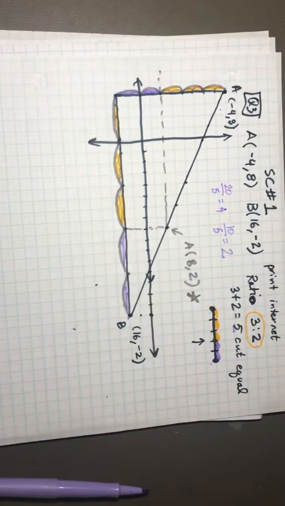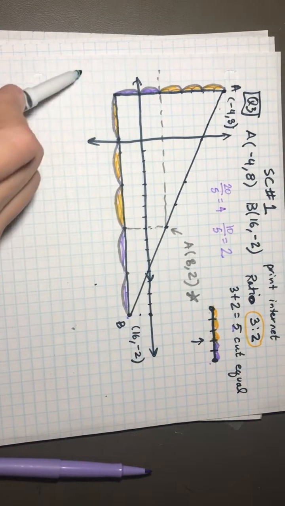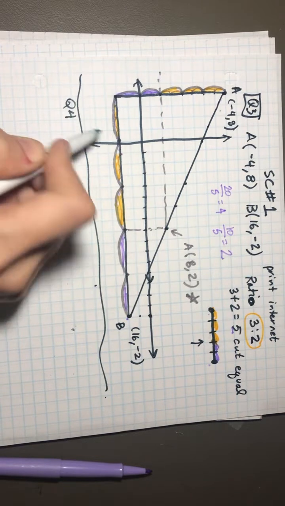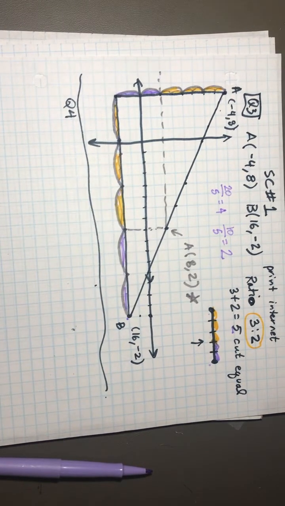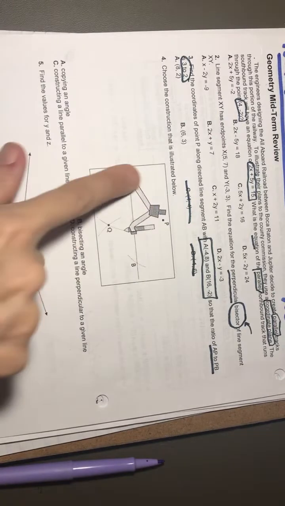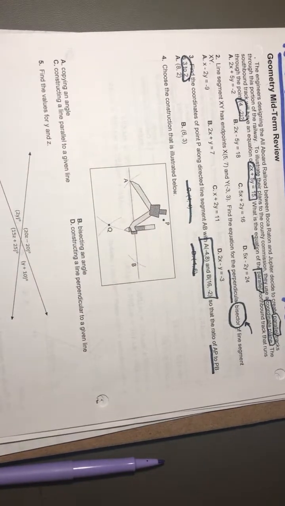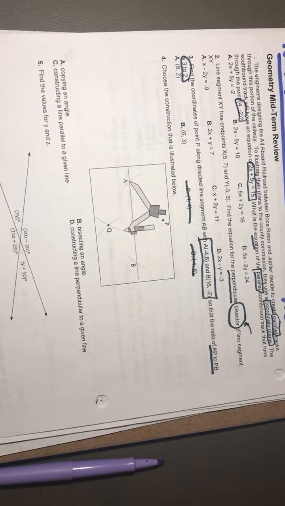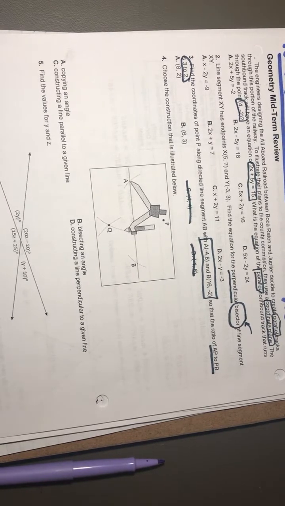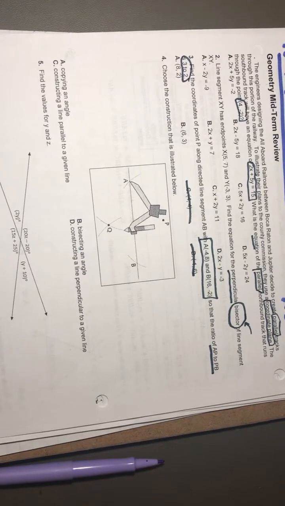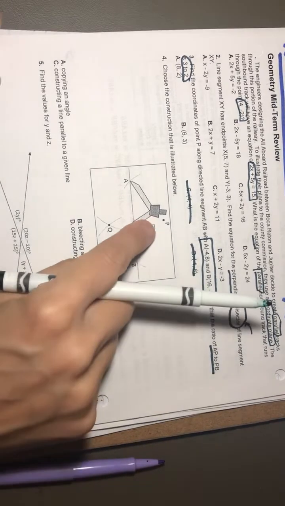Awesome. Now next question. It says choice 4. They give us a picture and they want us to figure out, choose the construction that illustrates what it is that they're doing. So I think what's important here is understanding, I'm looking for, that they're using a compass to make something.